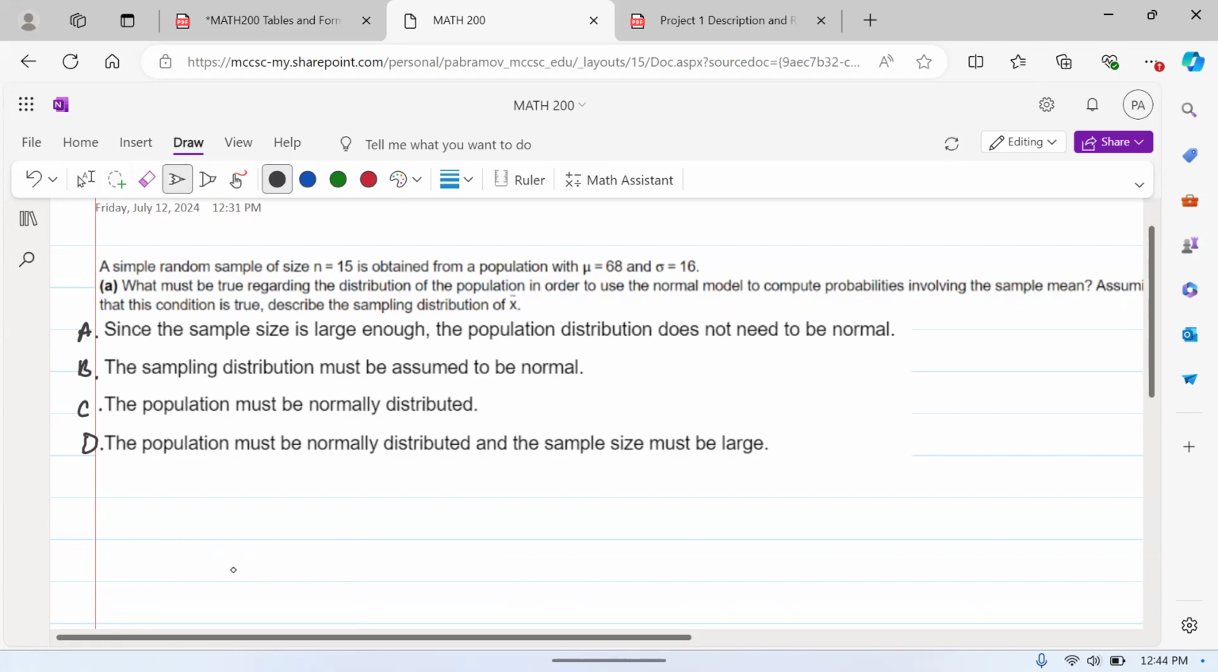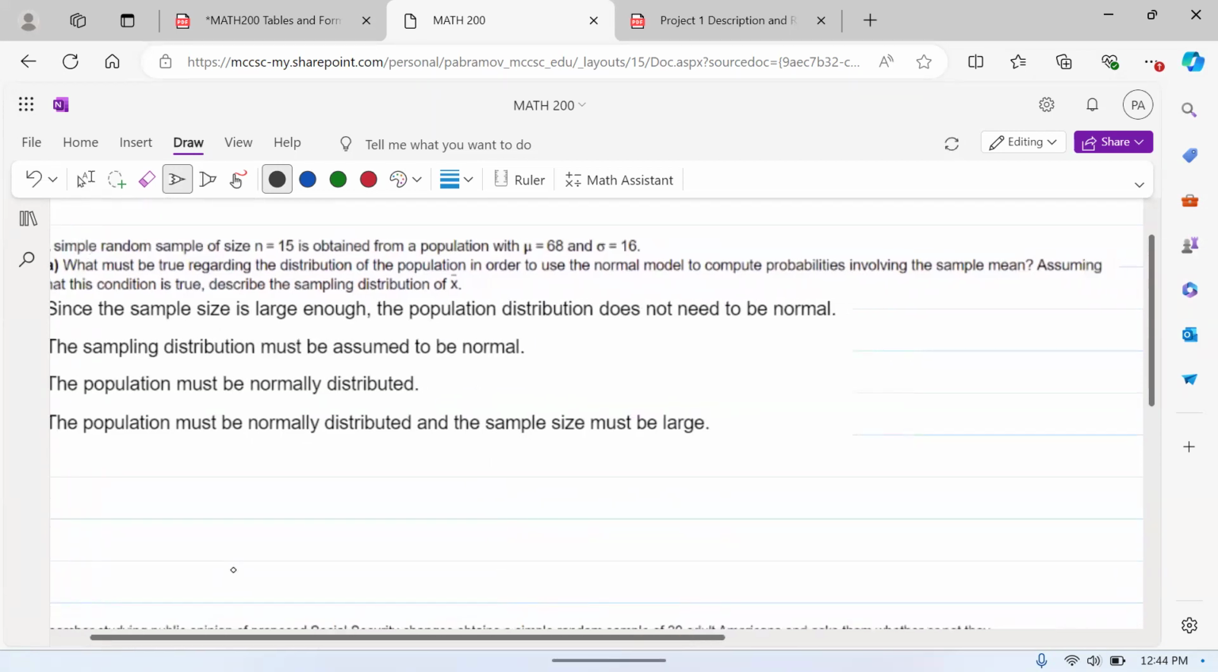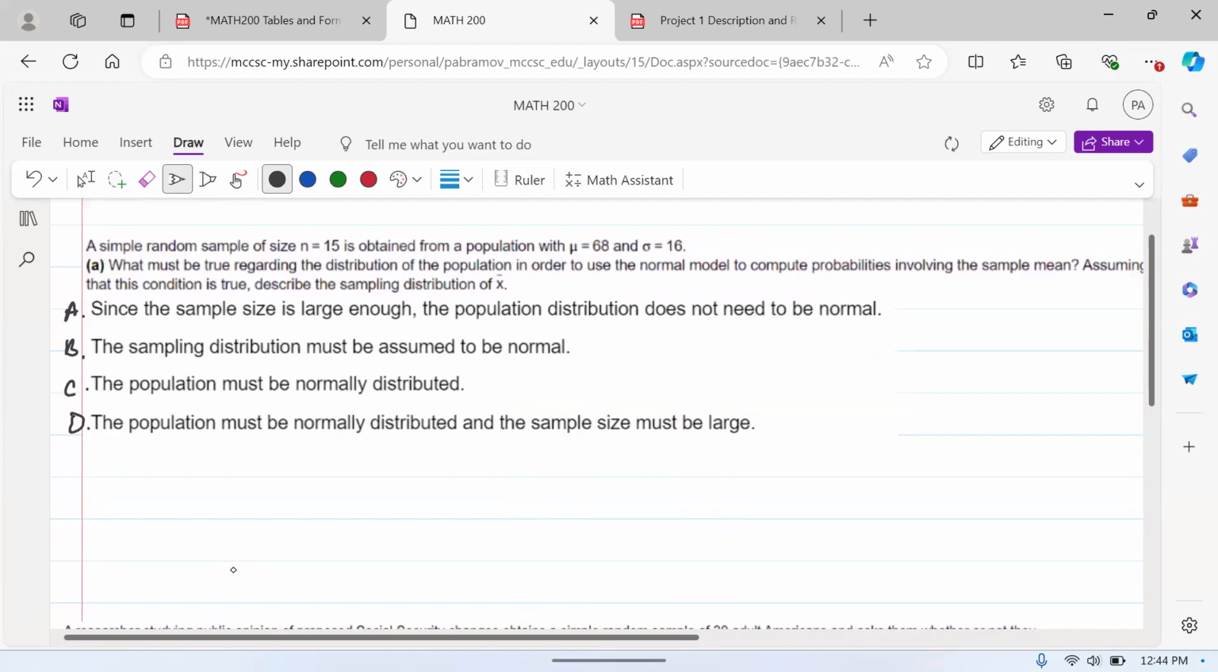Okay, so it states that a random sample of size 15 is obtained from the population with the mean of 68 and the standard deviation of 16. What must be true regarding the distribution of the population in order to use the normal model to compute the probabilities involving the sample mean? Assuming that this condition is true, describe the sampling distribution of X bar. Okay, so we are talking about the population distribution, okay?